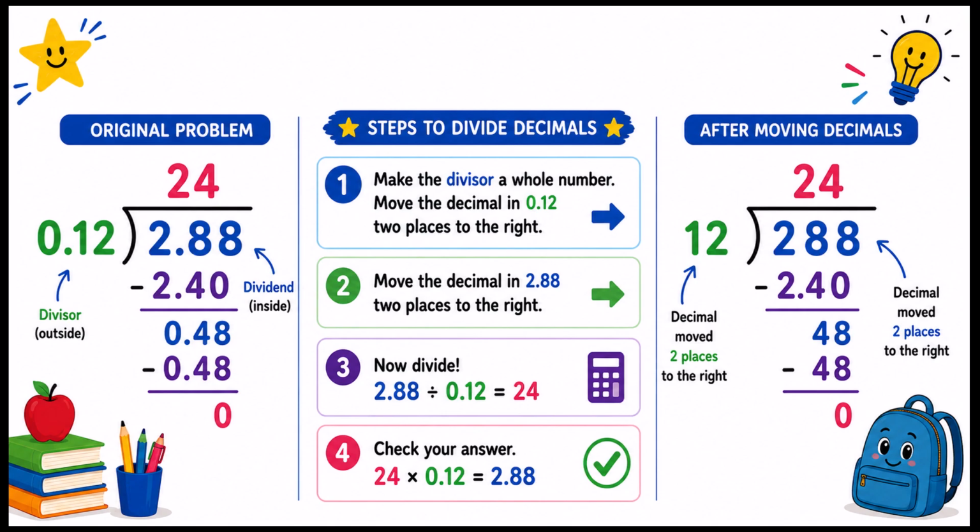Now, let's learn how to divide decimals. When the divisor has a decimal, we must make it a whole number first. Step 1. Make the divisor a whole number.